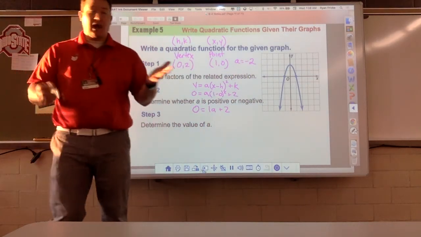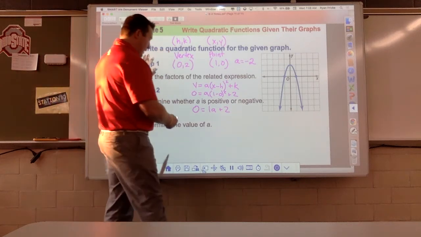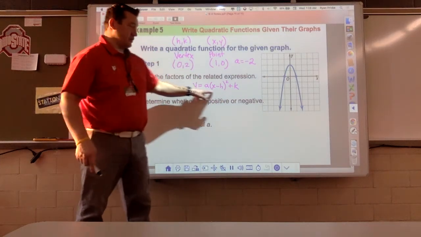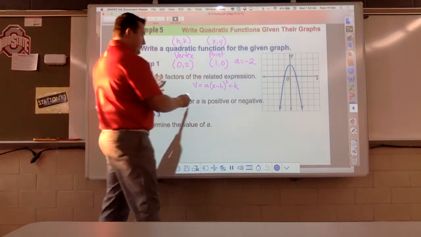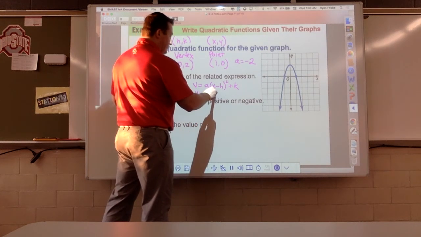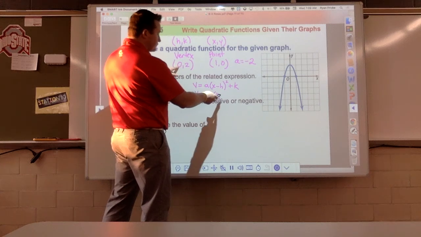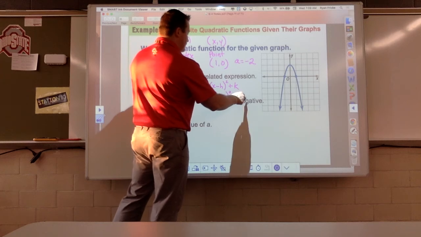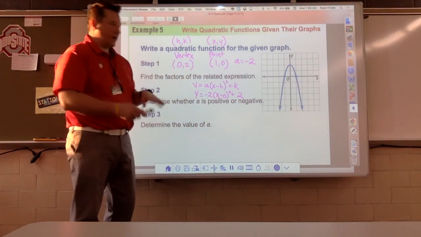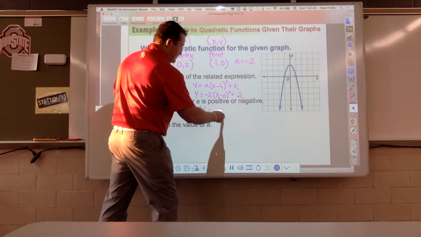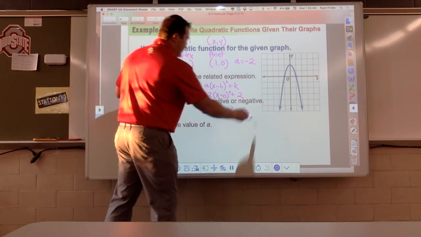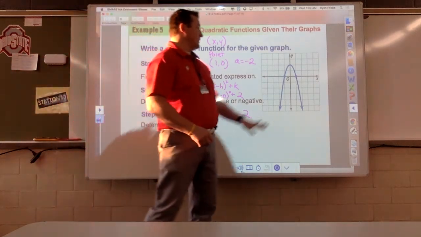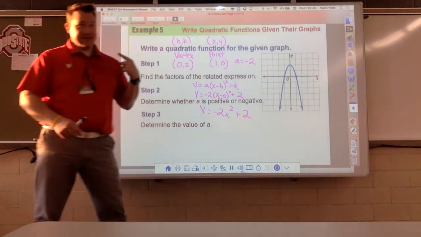Now we can write the function. I'm just going to get rid of all this. We could leave it in vertex form, and then if we wanted to simplify it, we could. We would just say y equals -2 times x minus 0 squared plus 2. We can clean that up a little bit better, folks. Y equals -2x squared plus 2. Absolutely beautiful. And there you go. I would assume, guys, if we put this into Desmos, it better look like that. If not, let me know, because that means I did something wrong.